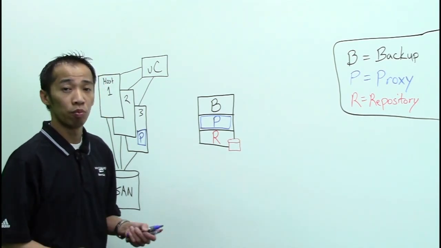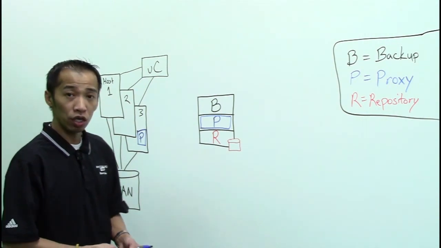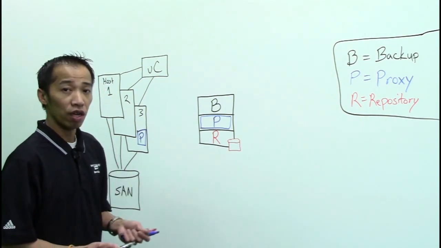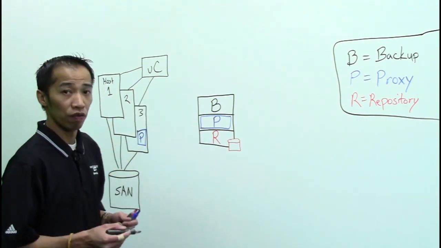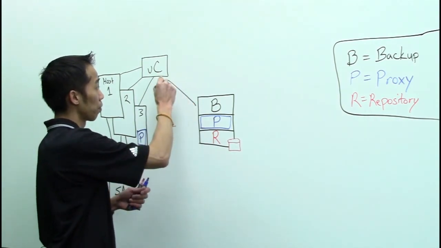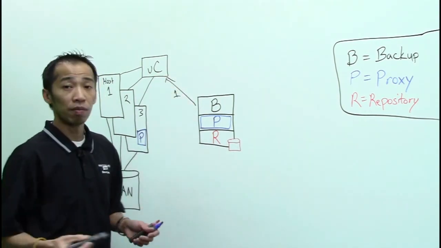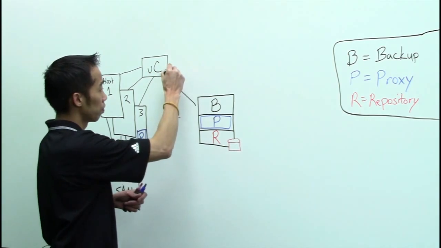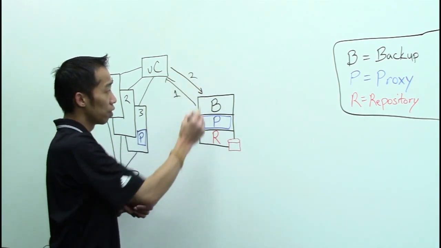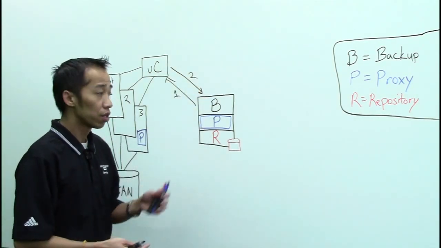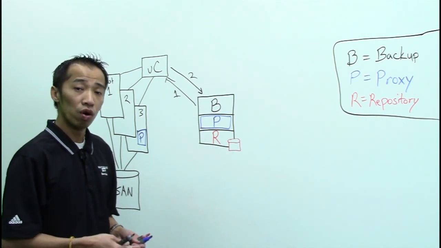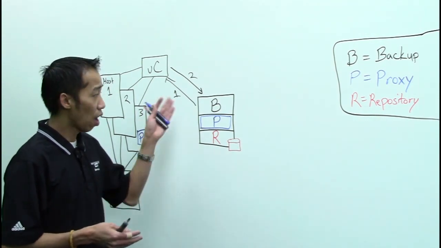We want to achieve the best possible performance. So initially, what's going to happen is the backup server is going to communicate to your vCenter server, okay? That's number 1. Number 2, vCenter is going to return the VM list. So now the backup server knows where all of your VMs are located.